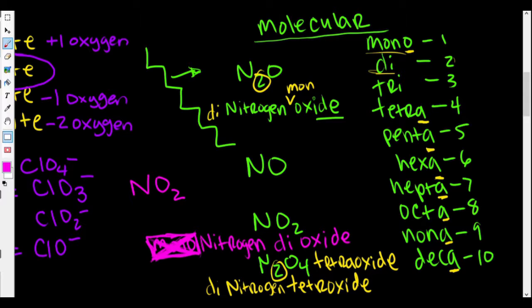But the second one will need the prefix, so monoxide or dioxide or whatever you're talking about in that case. So nitrogen again, and that is an enanthium. So we're talking about one, so monoxide, coming from the one.